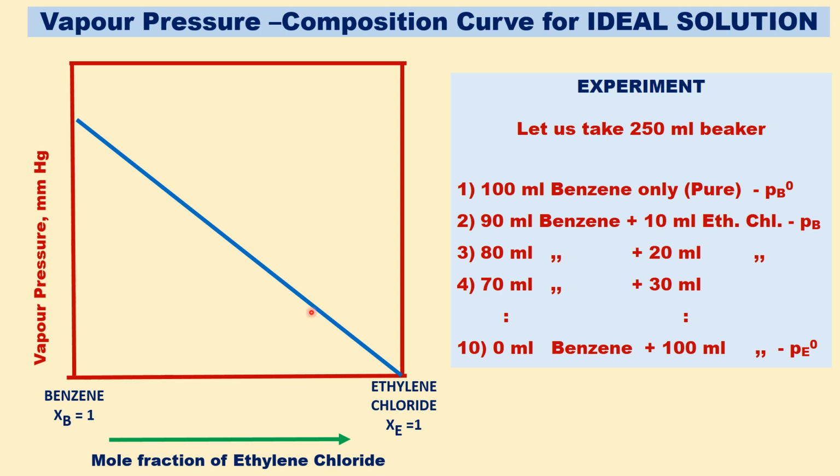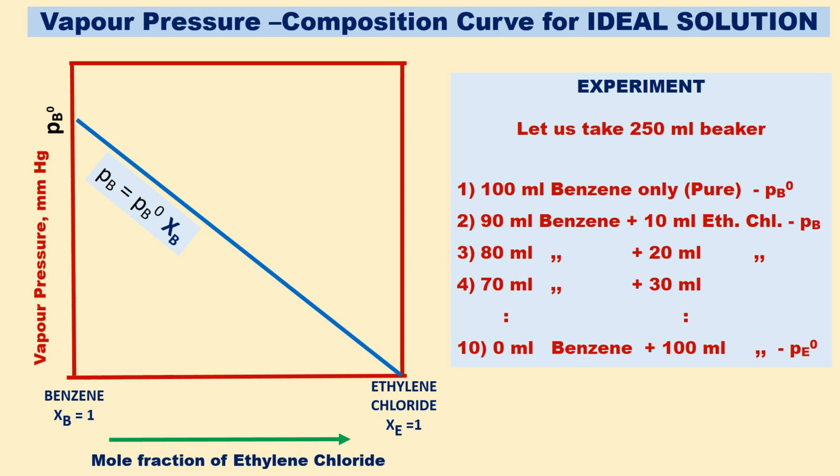You see here, initially the vapor pressure of benzene is at its maximum, and as you decrease the concentration of benzene, the vapor pressure decreases. In this mixture, we measure only the partial pressure of benzene. So it is decreasing, and when benzene is 0, then there is 0 vapor pressure of benzene.